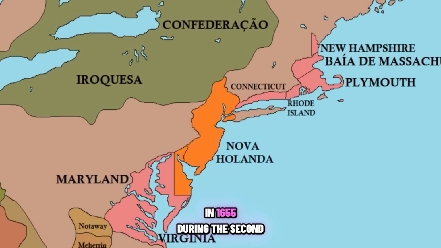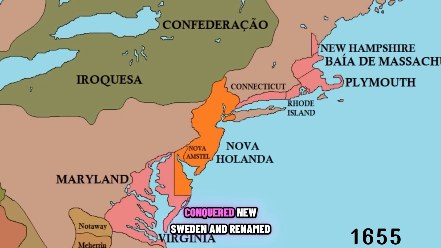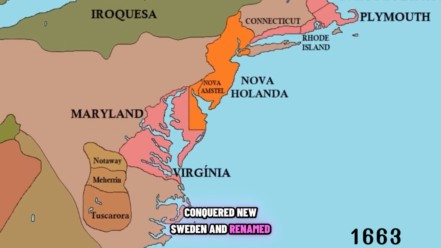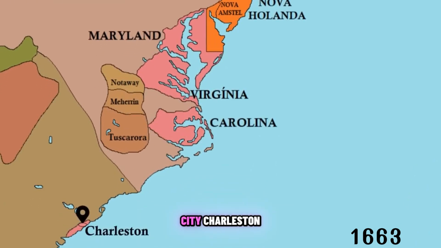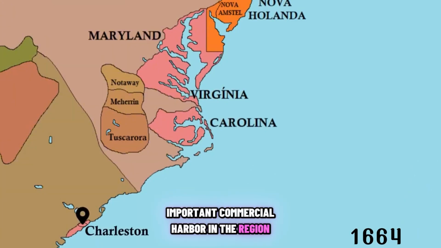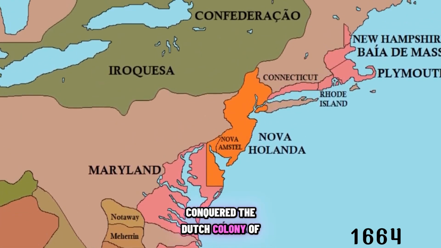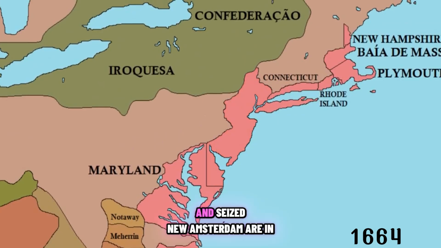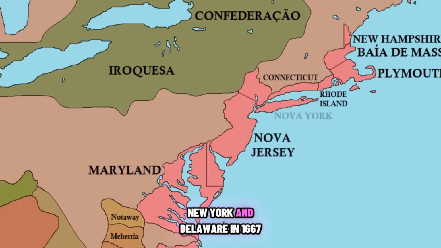In 1655, during the Second Northern War, the Dutch from New Netherland conquered New Sweden and renamed the territory New Jersey. In 1663, Carolina established its port city, Charleston, which became an important commercial harbor in the region. In 1664, the English conquered the Dutch colony of New Netherland and seized New Amsterdam. In this foundation, they created the colonies of New Jersey, New York, and Delaware.